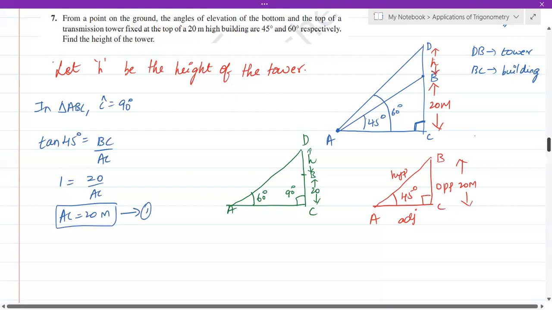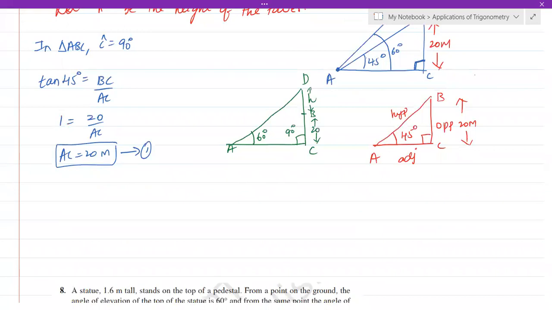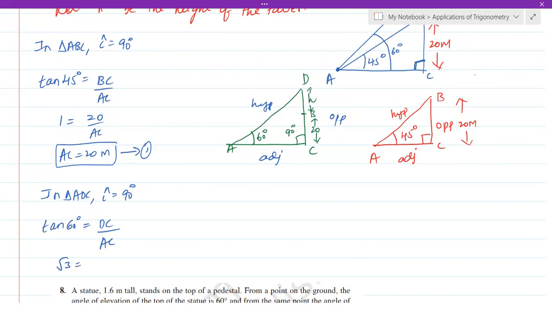Now again, we are going to take the other right angle triangle. The other right angle triangle is the green color triangle. Again, in triangle ADC, C is 90 degrees. In the green color triangle, again we are going to make use of tan itself. The angle is 60. Tan is what? Opposite by adjacent. Opposite is DC, adjacent is AC. Now tan 60 is how much? Root 3.